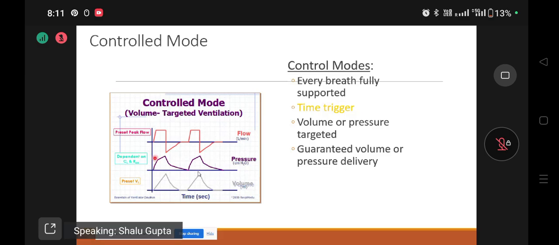And this can be very easily seen from these graphics. If you see over here, this is a volume target, and if you can see over here, the flows are flat. That means this is a volume which you have targeted, and your pressures are going in inspiration and then expiration, and similarly the volumes. So this is what classically is seen in volume targeted ventilation, where you have a square flow pattern in your graphics.